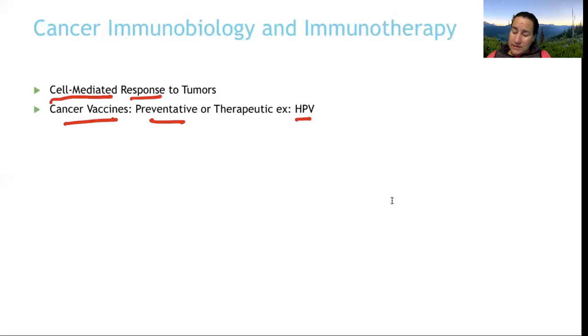So cancer vaccines could be preventative, or they could be therapeutic to treat you after you are diagnosed with it. So this is the last of chapter 19.